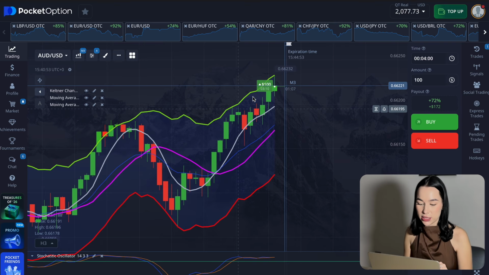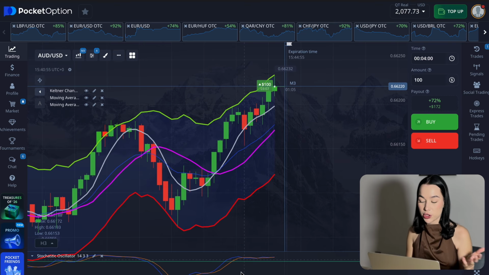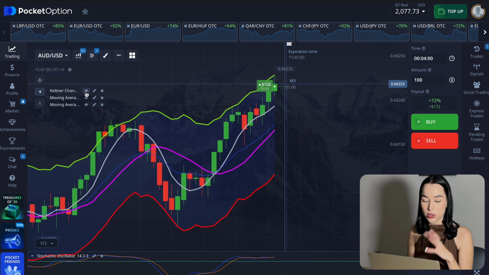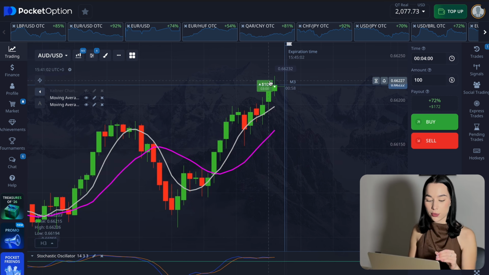But the stochastic, we can see that our price is now in the overbought zone, but actually when the trend is pretty strong, our price can be in the overbought or oversold zone for a pretty long time, and it doesn't mean that it's going to be a reversal here.